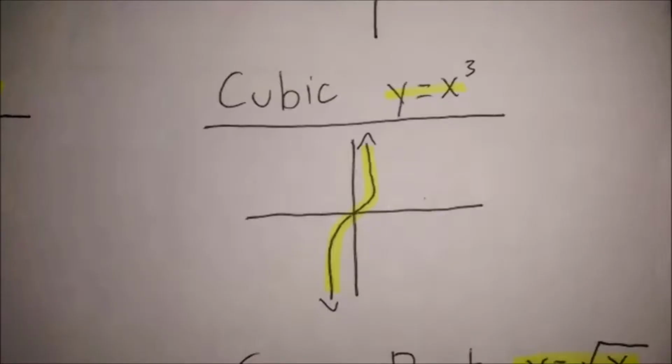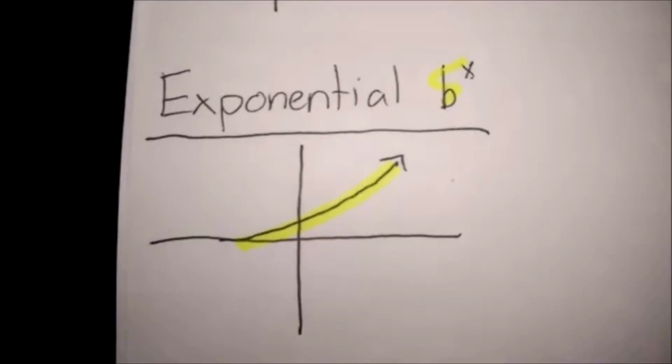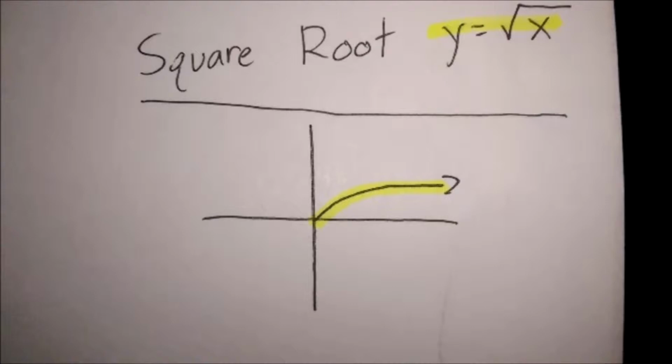Cubic is y equals x cubed and increases and decreases on the graph. Exponential is a line that exponentially grows and gets steeper as it goes on. Exponential is y equals b to the x. Square root is y equals the square root of x, and it steadies out as it gets further along on the graph.